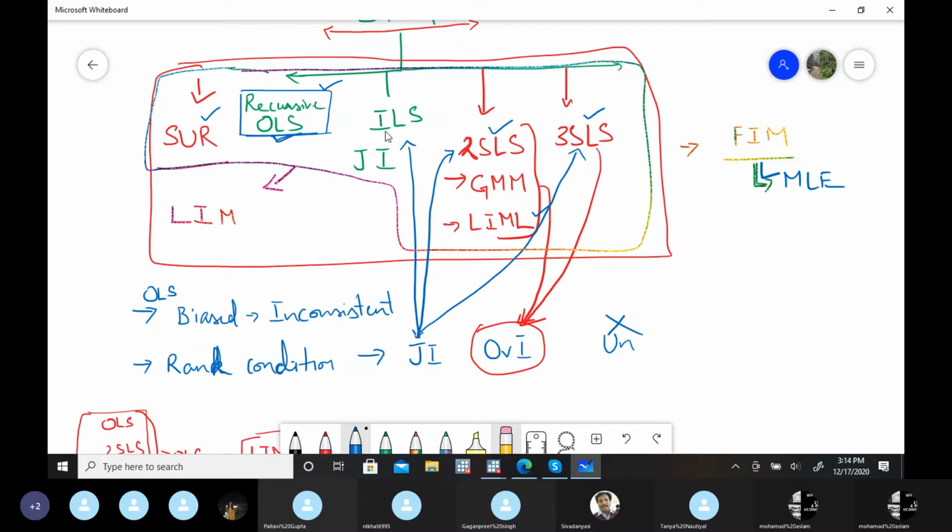I thought ILS is clear now to all of you. Yesterday we did it in detail. So I hope you know now ILS methods. I'm assuming that. So I'll take a few other examples from other methods.